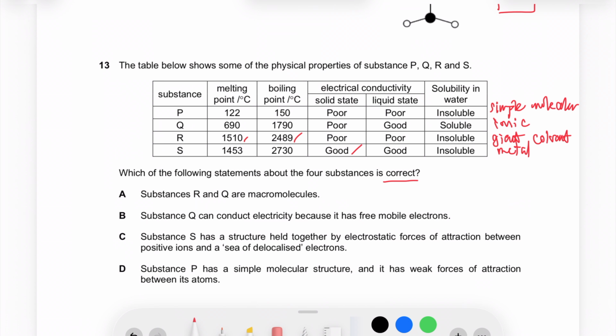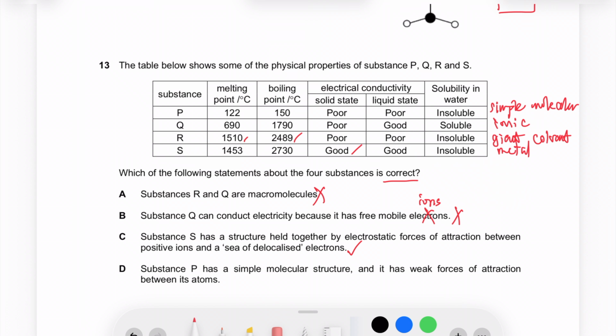Alright, so with that then let's look at R and Q. Option A says R and Q are macromolecules. No, because for P the melting and boiling point is too low. For Q, substance Q can conduct electricity because it has free mobile electrons. No, it's because of free mobile ions. So it's wrong. Substance S, which is a metal, has a structure held by strong electrostatic force of attraction between positive ions and a sea of delocalized electrons. Yes, this is your metal.